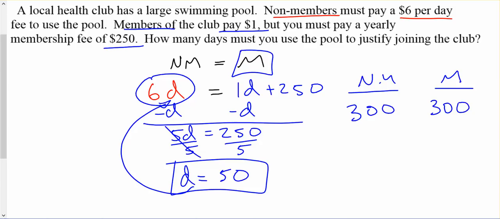So then this is on day 50. On day 51, the member is paying $301, and the non-member is paying $306. So on day 51 is when the member starts making it. So if you were thinking, you'd say, well, am I going to use the pool 50 times or less, or am I going to use the pool more than 50 times?